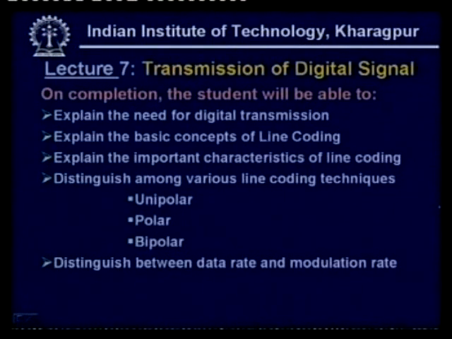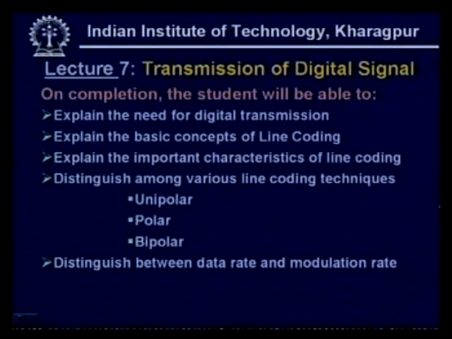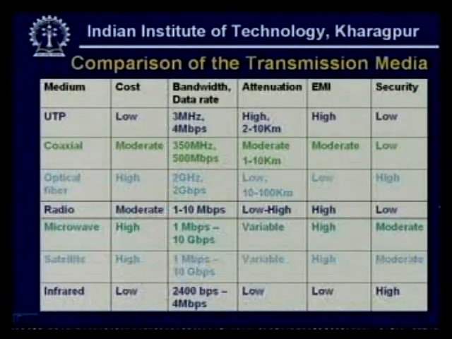And obviously, on completion, the students will be able to explain the need for digital transmission, why digital transmission is required. They will be able to explain the basic concepts of line coding, explain the important characteristics of line coding. They will be able to distinguish among various line coding techniques such as unipolar, polar and bipolar, and they will be able to distinguish between data rate and modulation rate.